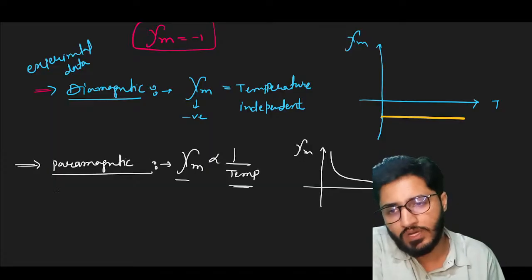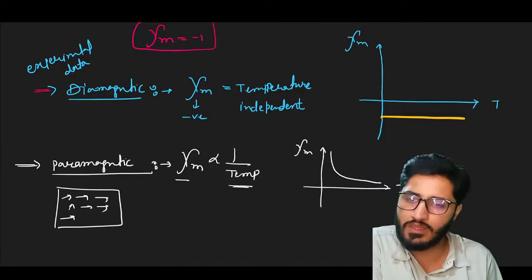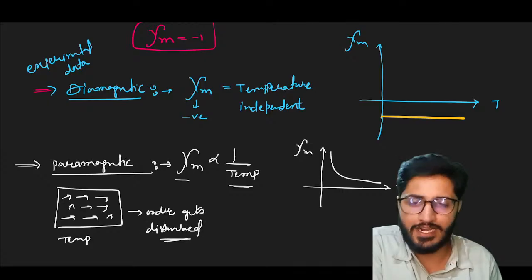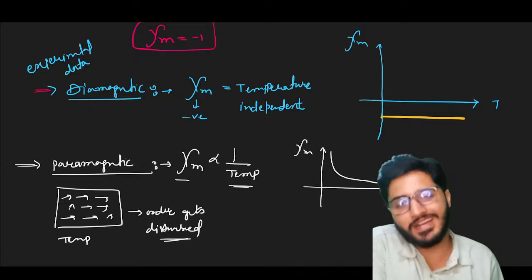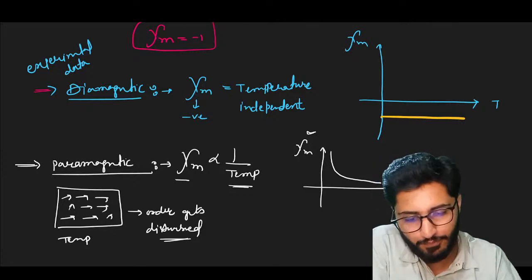Look now. If my material is like this and the magnetic moment is like this, right? If you increase the temperature, the order gets disturbed. If the order gets disturbed, the magnetic properties get disturbed. That's why if you increase the temperature, chi m decreases. It is an inversely proportional graph.